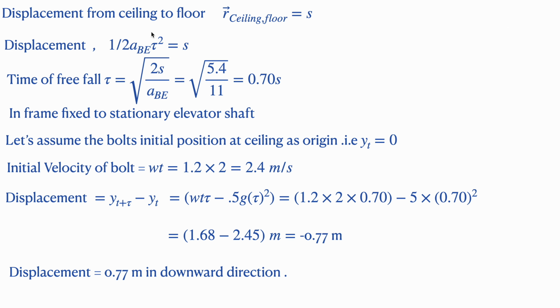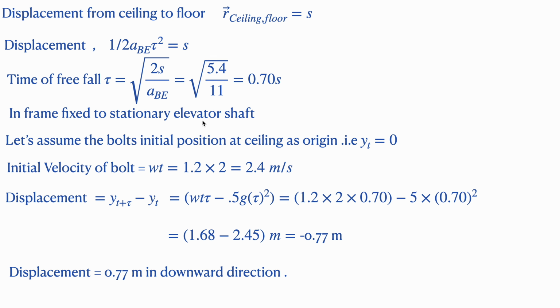The displacement from ceiling to floor in this reference frame is vector r ceiling floor equals s. And we know the formula to obtain the displacement for constant acceleration, half a_b tau square equals s. So the value of tau, which is the time of free fall, will be square root of 2s divided by a_b. So this will be equal to square root of 5.4 divided by 11, which equals 0.7 second.